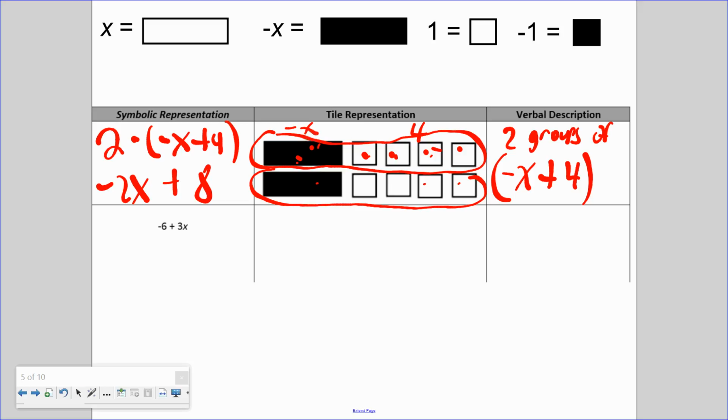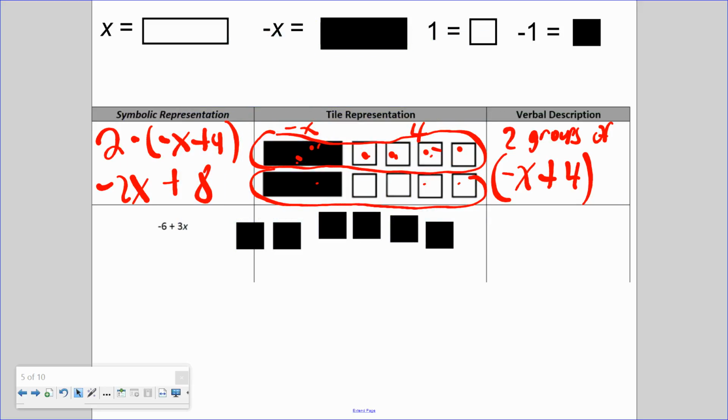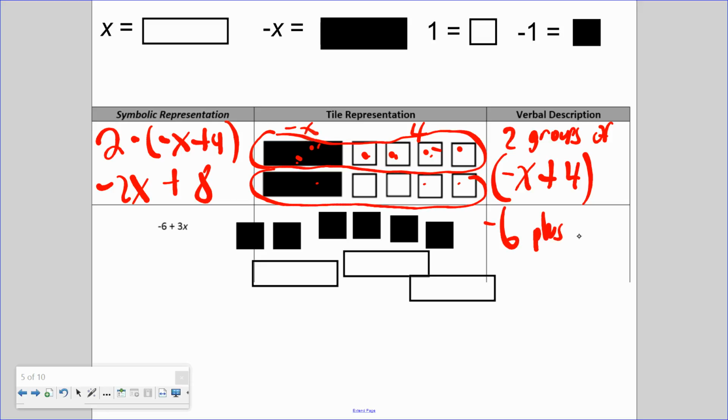Next one. Symbolic representation is negative 6 plus 3x. So I have negative 6 plus 3x's: 1x, 2x, 3x. So it's negative 6 plus 3x. That's the verbal description. Or you can say the sum of negative 6 and 3x.